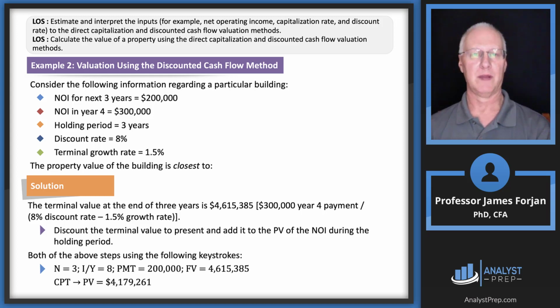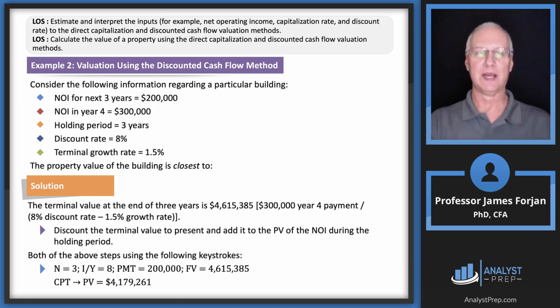And so think about this. This is exactly what I said in the very beginning. What are we getting out of this? We're paying 4.1 million, right? What are we getting? Income. We're getting 200, 200, and 200 for 3 years. And then we're going to sell for 4.6. So we buy for 4.1, we get some income, and then we sell for 4.6. We get the income and we get the capital gain.